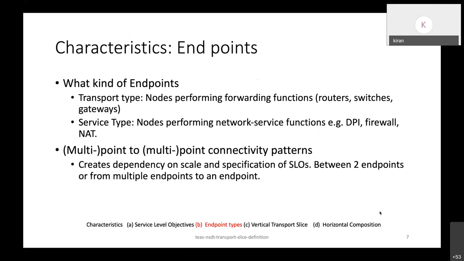So obviously, then an important part of slices is the endpoint characteristics, the endpoints themselves. And we allow those endpoints to be either transport type, your switches or routers, or they can also be some sort of network functions which are related to something like DPI, firewall. These are the things that you would have in your network and you would want to install in your transport slice to perform different functions specific to your vertical. And again, they can be multi-point to multi-point connectivity patterns. We describe a section on that. Next slide, please.